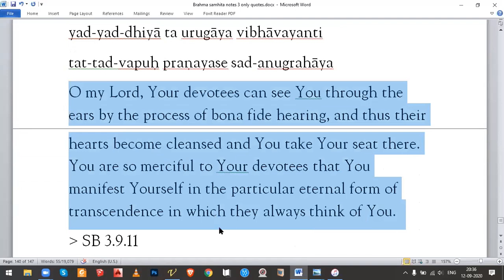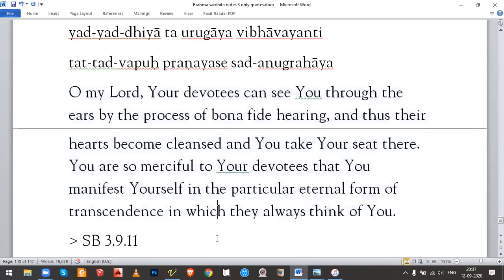So you see, what is the process? The process is bona fide hearing from the bona fide guru, authorized acharyas, and the heart becomes cleansed, and then the Lord takes his seat there. This is what the shloka directly says. Right? And the Lord manifests in the particular form in which devotees desire to see him, according to one's affection, according to one's bhava, one's feelings for Krishna, expressed desires, in which way to serve Krishna. Krishna reciprocates. No? So hearing is essential for us. Hearing is a process, chanting the holy name. Nama Sankirtan is a process. But to chant properly, to get full benefit of chanting, Shravanam is essential.